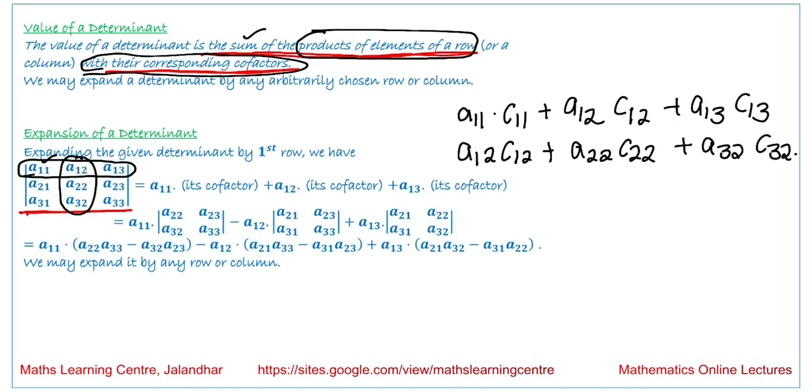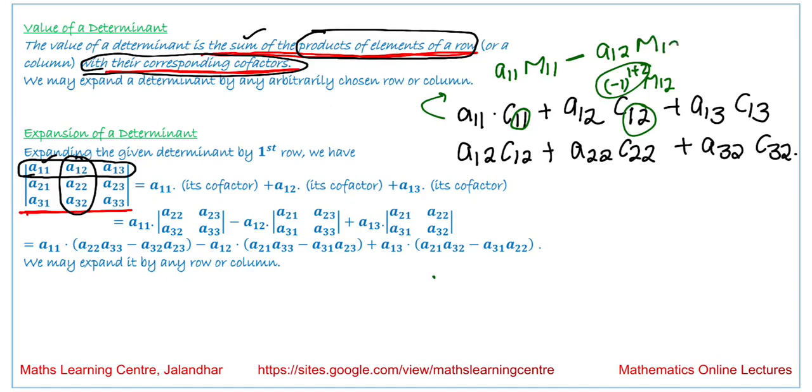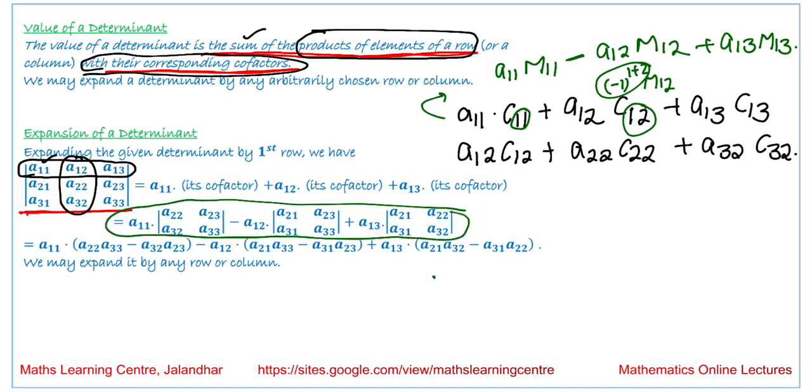Now suppose we are writing these in terms of the minors. For 1 1, we can write A11 M11. It is 1 2 over here, so this value C12 is basically minus 1 raised to the power 1 plus 2 into M12. So this sign will be negative, so it is minus A12 M12 and last is plus A13 M13. So this is the formula we have corresponding to the first row.